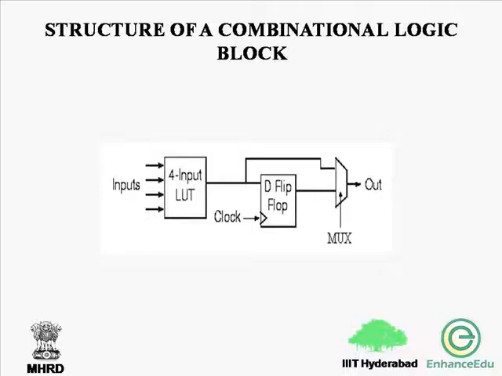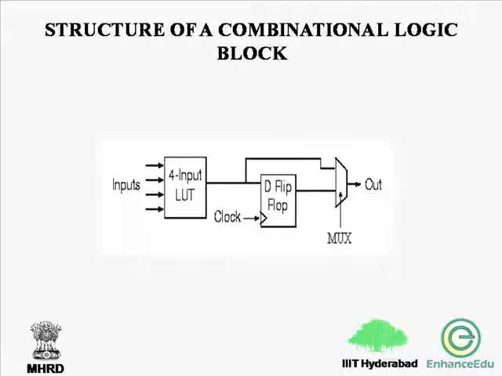These individual blocks separately. Each configurable logic block comprises of a 4-input lookup table, which is basically a 16x1 SRAM, a D flip-flop, and a 2-to-1 multiplexer.